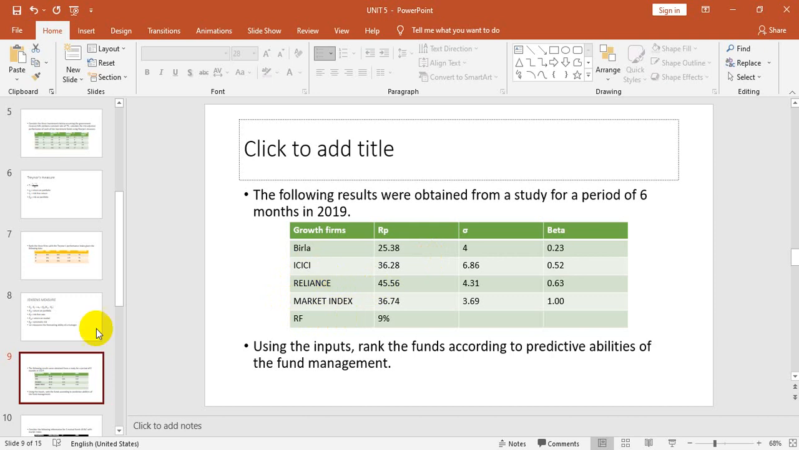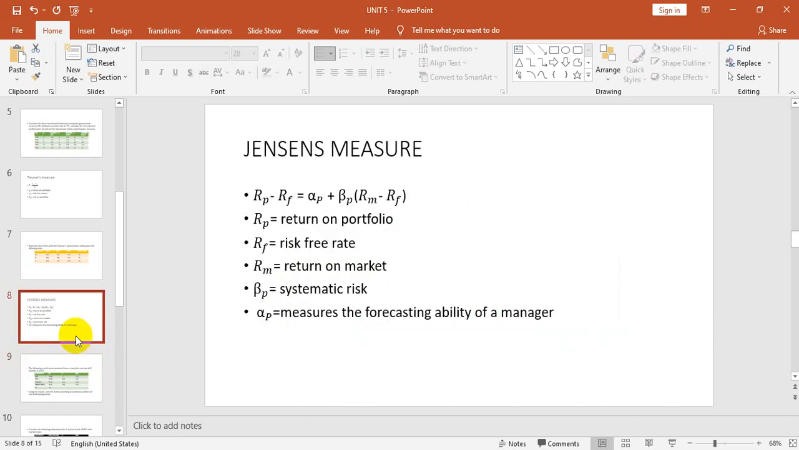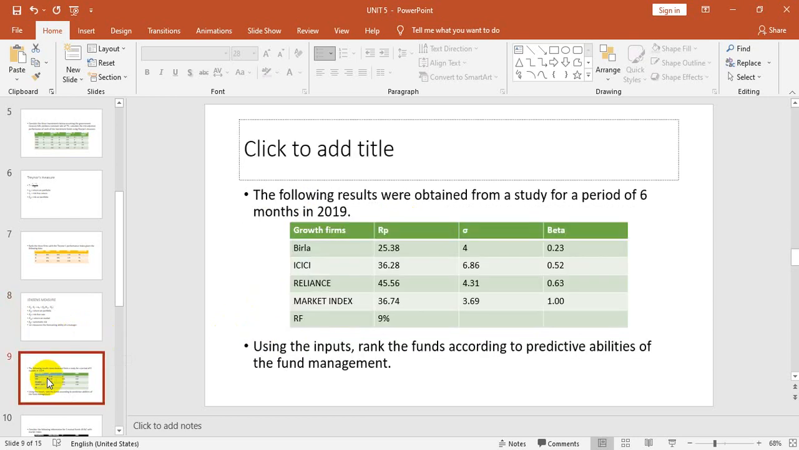So now coming to the formula. Alpha P has been given, which measures the forecasting ability of a manager. Beta P is systematic risk again. So this is what it is. Let's start doing this problem.